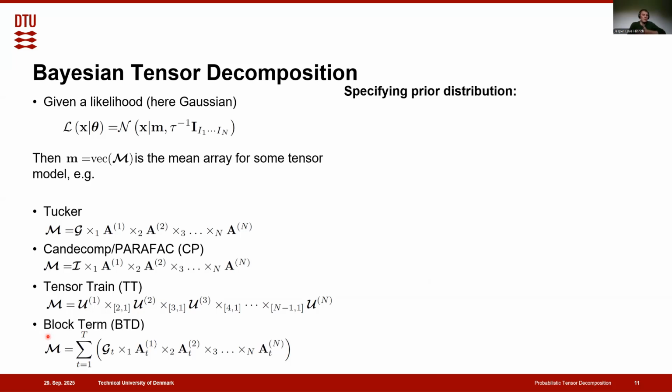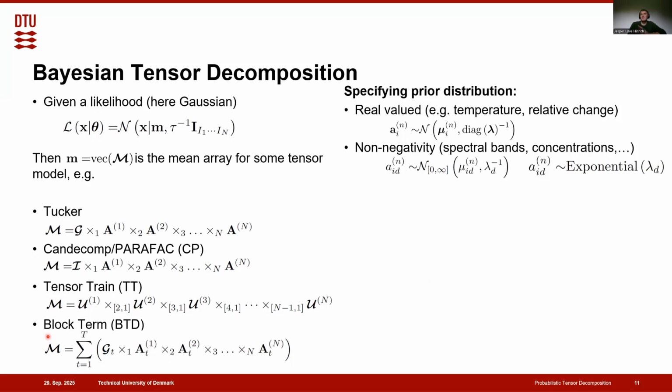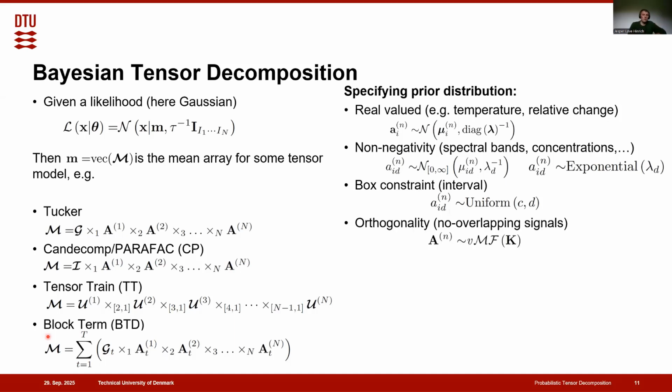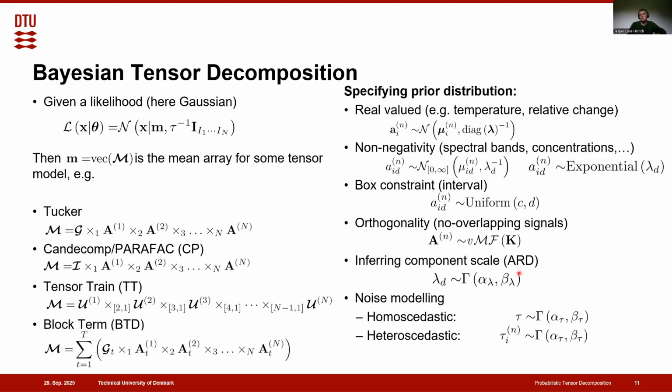Like maybe you want your vectors to be non-negative, or maybe you want them to be real valued, or you say I don't care what they are, but they should be in some specific interval. They might have to be orthogonal, which is also a very used assumption. And then you can specify these component scalings, or these automatic relevance determinations. And then you could do noise modeling. So I talked about a single tau before, but you can also do a tau on each mode and each observation in that mode.